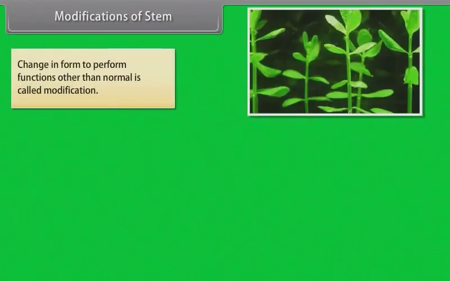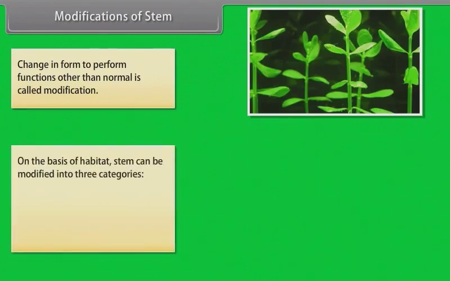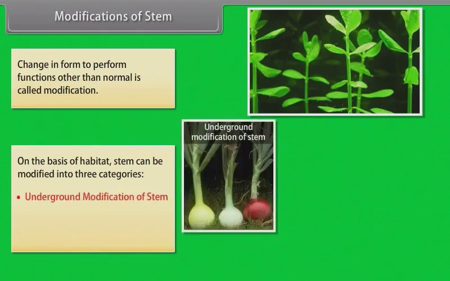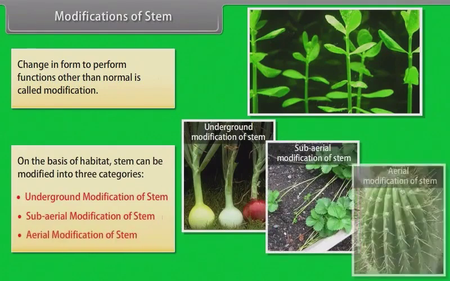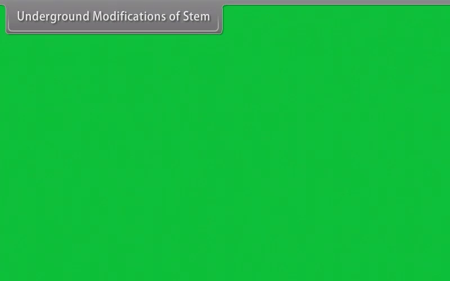Modifications of stem. Change in form to perform functions other than normal is called modifications. On the basis of habitat, stem can be modified into three categories: underground modification of stem, subaerial modification of stem, aerial modification of stem. Underground modifications of stem.